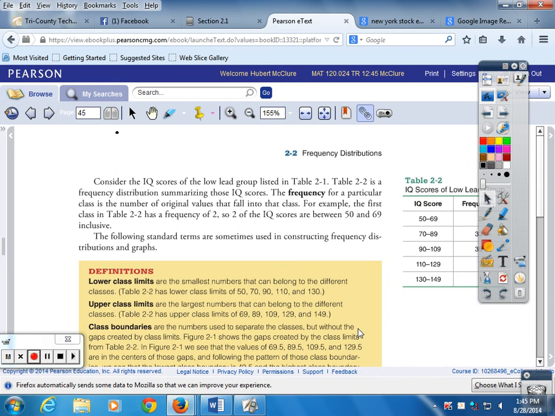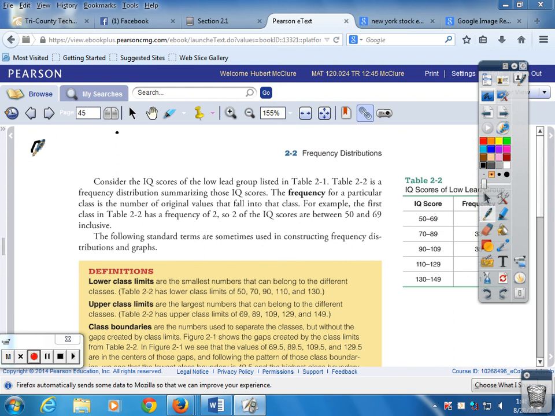First thing you need is your class width. Your class width is 50 minus 70, 70 minus 90, 90 minus 110, 110 minus 130, or 70 minus 50, 90 minus 70, 110 minus 90, 130 minus 110, and so on, and take the absolute value. What's 50 minus 70, absolute value? 20, Hubert. That's right, class.